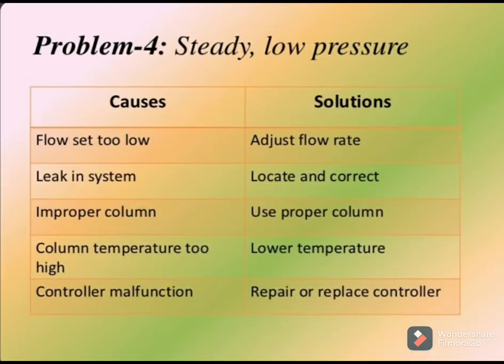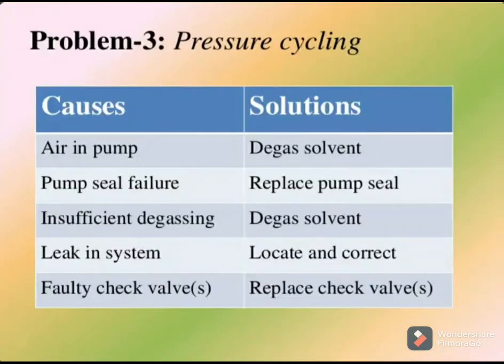Problem 4: when we are facing steady low pressure. What is the cause? Flow set too low: adjust the flow rate, that is the solution. Leak in the system: locate and correct it. If a leak is detected, check the leakage and correct it. Improper column: use the proper column. Column temperature too high: lower the temperature. Controller malfunction: repair or replace the controller. These are the causes and solutions which we are facing.